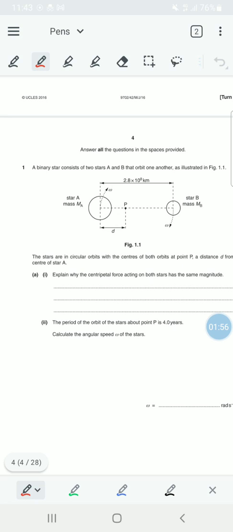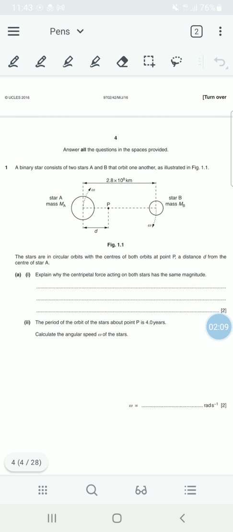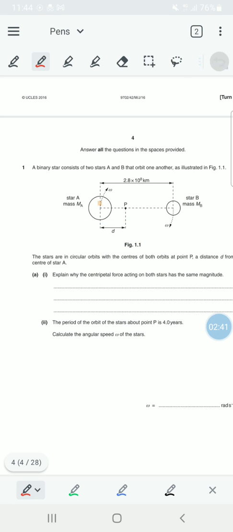Now, the stars are in circular orbits with the centers of both orbits at point P, a distance d from the center of star A. So both the orbits have the central point at P, a distance d from the center of star A. That means from the center of star A, from this star to this point is d. So that is clear.